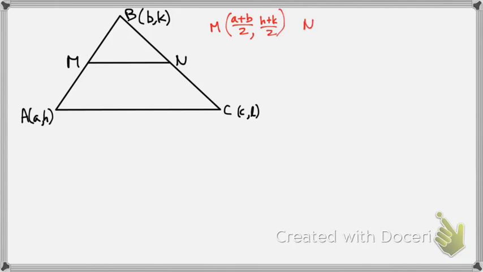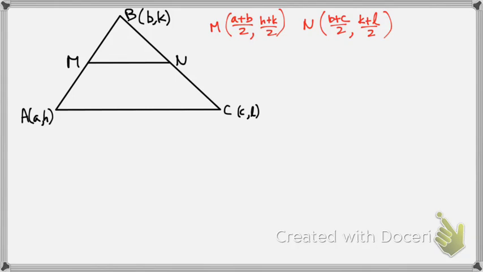Same thing for N. We're going to take coordinates B and C and get the midpoint for N. So B plus C divided by 2 would be the average of the x coordinates, and k plus L divided by 2 is the average for the y coordinates. The reason we went B to C and then k to L is because vertex B and vertex C are in alphabetical order.